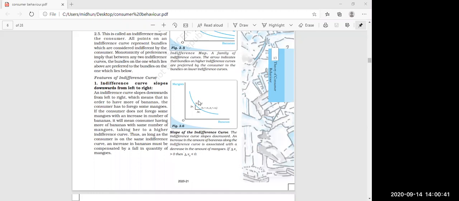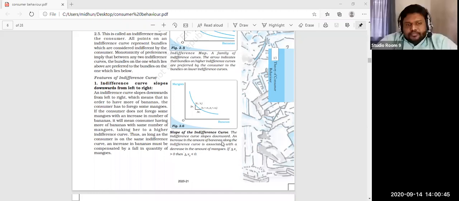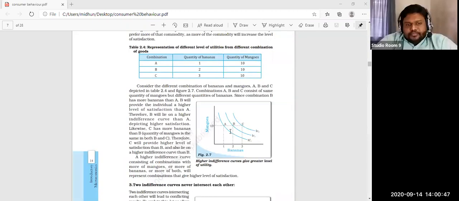In figure 2.7, a number of ICs are here, IC1, IC2 and IC3. In IC1 the satisfaction level is A, in IC2 the satisfaction level is B, and in IC3 the satisfaction level is C. So the higher the IC, the more the satisfaction. Let's keep that in your mind.